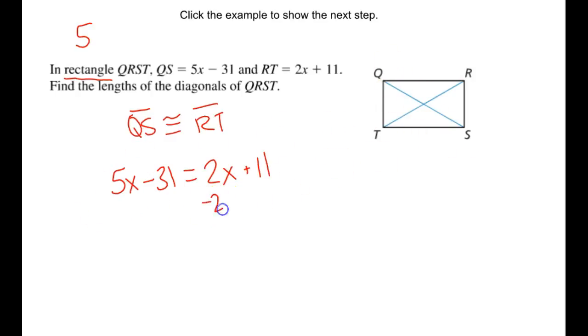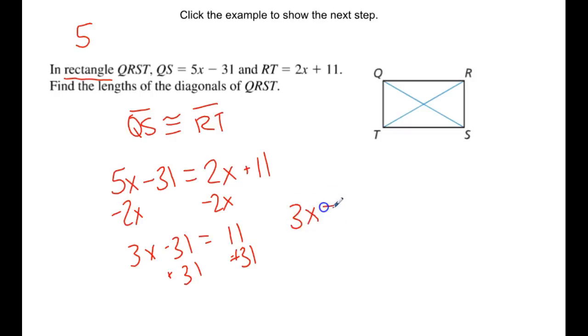So I'm going to subtract 2x from both sides, which leaves me with 3x minus 31 equals 11. Then I add 31 to both sides, which leaves me with 3x equals 42. Then I'm going to divide by 3. X equals 3 goes into 4 one time. There's 1 left over. 3 goes into 12 4 times. So there's x equals 14.